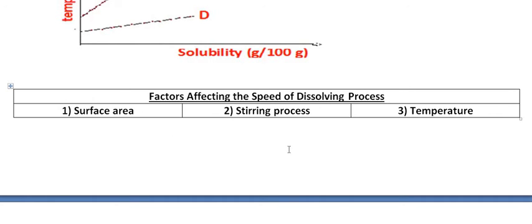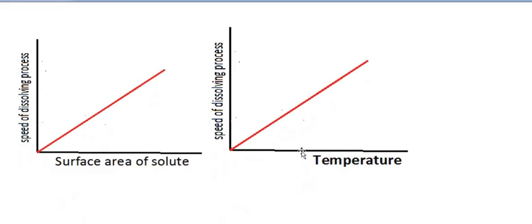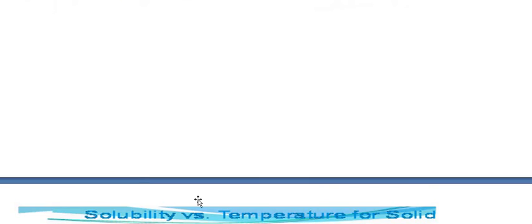Also, stirring process. If you carry out a stirring process, the substance, the solute, will dissolve faster. Also, the temperature, as we said, has a high effect on the solubility. As the temperature increases, the dissolving process increases faster. This is a paragraph which explains that. As the surface area increases, the speed of the dissolving process increases. As the temperature increases, the speed of the dissolving process increases. This is a direct relationship between temperature and these two, and the speed of the dissolving process.